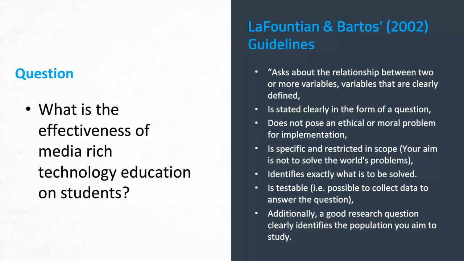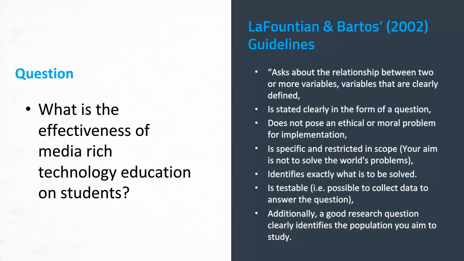However, as you've probably already seen and figured out, this question is not testable because it doesn't clearly say what the researcher is trying to solve, and it does not clearly define the variables. The population of students also is clearly identified, but my question is, what type of students? Are we looking at elementary students, college students? Are we looking at some type of professional at some organization? We aren't really sure what is meant by number one, effectiveness, number two, media-rich technology, and number three, students.